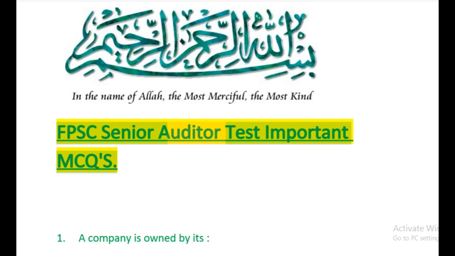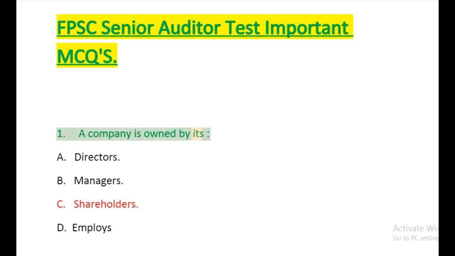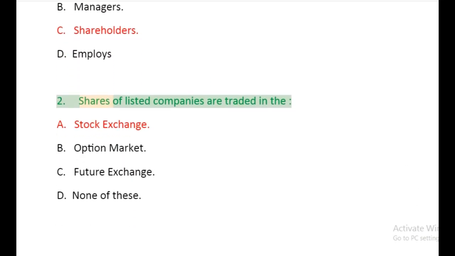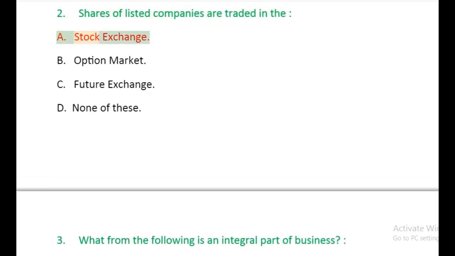FPSC Senior Auditor Test Important MCQs. 1. A company is owned by its A. Directors, B. Managers, C. Shareholders, D. Employees. 2. Shares of listed companies are traded in the A. Stock exchange, B. Option market, C. Future exchange, D. None of these.